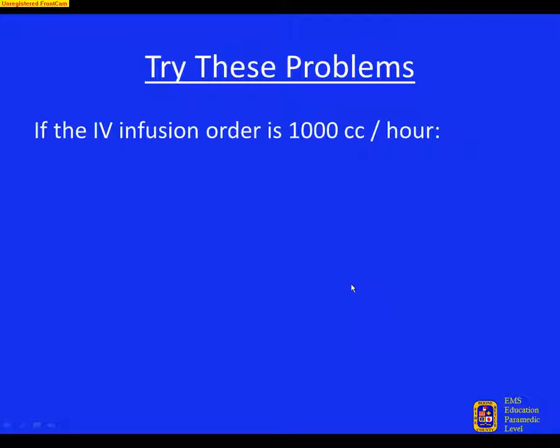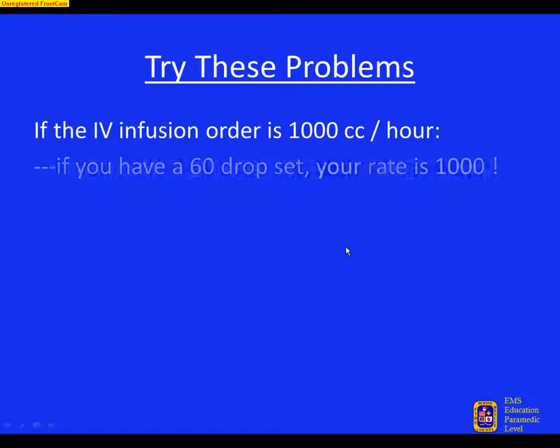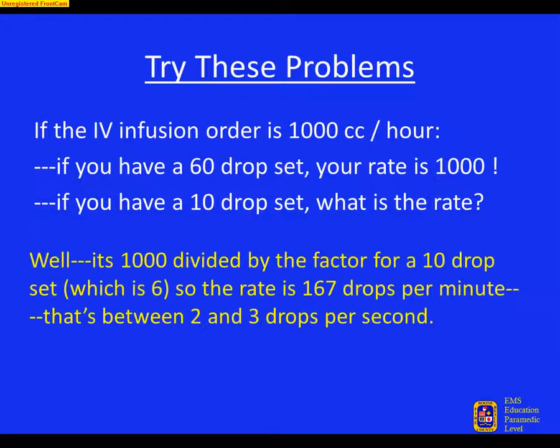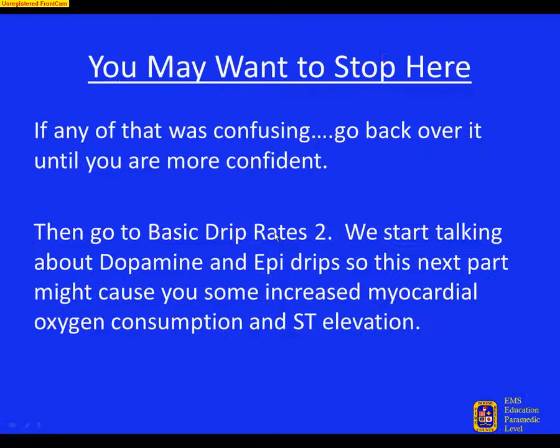Again, try this one. If the infusion is 1,000 an hour and you've got a 60, well, we know it's going to be 1,000 micro drops per minute. But if it's a 10 drop set, what's the rate? Well, what would your factor be? Your factor would be 6. So now the rate's 167. So that's between 2 and 3 drops a second. Certainly a more reasonable rate to try to count.